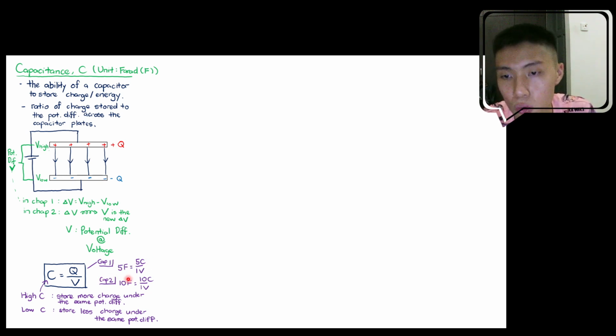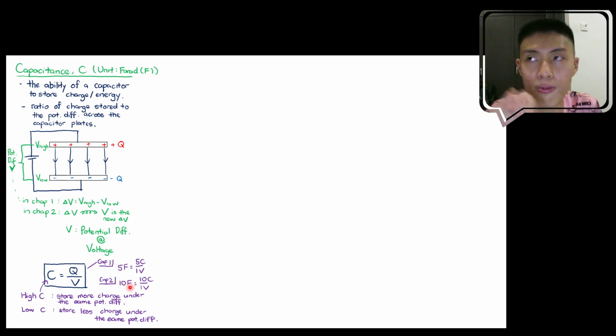But capacitor 2 is 10 farad. This capacitor 2 has a capacitance value of 10 farad. If you plug this 10 farad capacitor into the same 1 volt battery, the amount of charge stored is no longer 5 coulomb. It is now 10 coulomb. So even though you connect them to the same potential difference, if you have high capacitance, if your C is great, you'll be able to store more charge. Storing more charge means storing more energy.